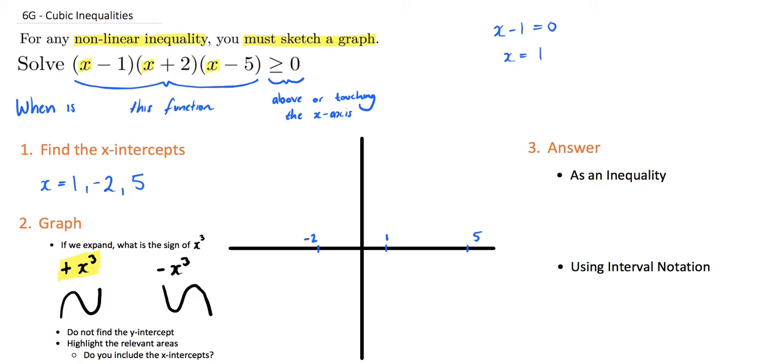So now I can come over here and I can give this a graph. I can go up, then I can go down, and then I can go up again. And then we put an arrow there. Then we put an arrow there. Perfect. Now, the next question is, do we need to find the y-intercept here?